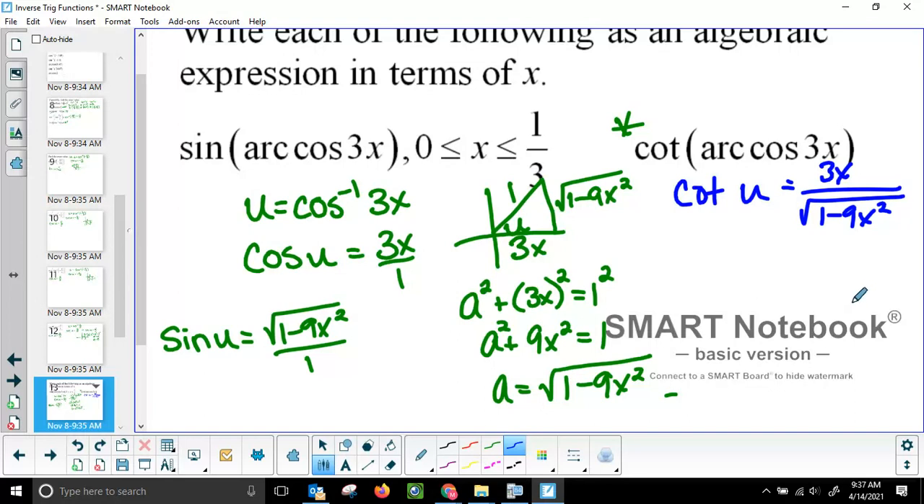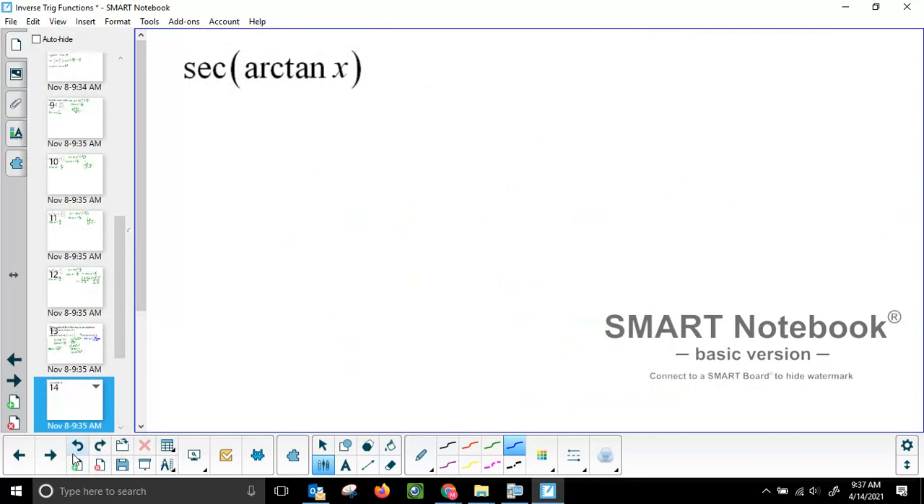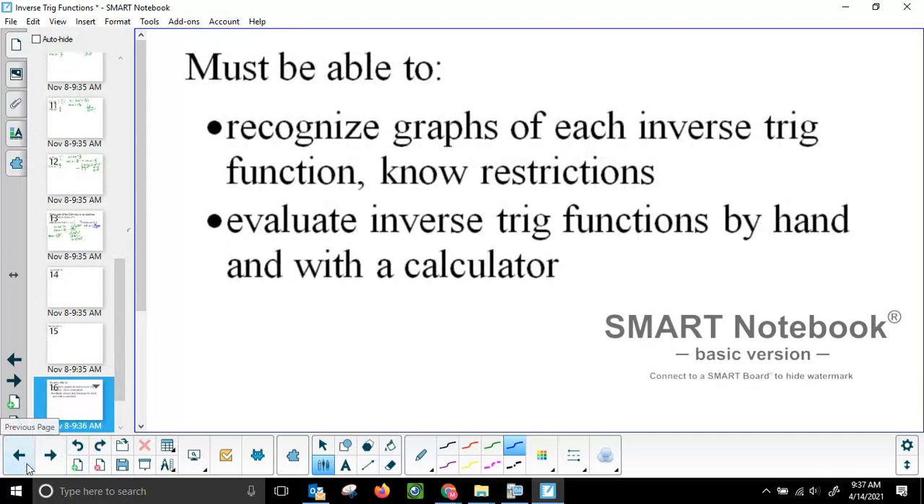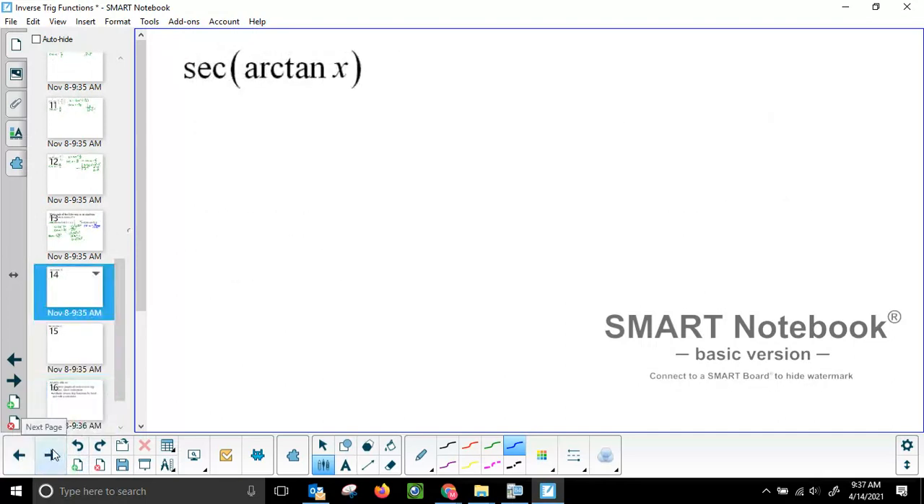And you can leave it like that. That's fine. If you want to rationalize it, you can. That's mathematically proper, but I'm not going to make you guys do that. Do we really need to do a bunch more of those? They're there if you want to practice them, but that's it for today.